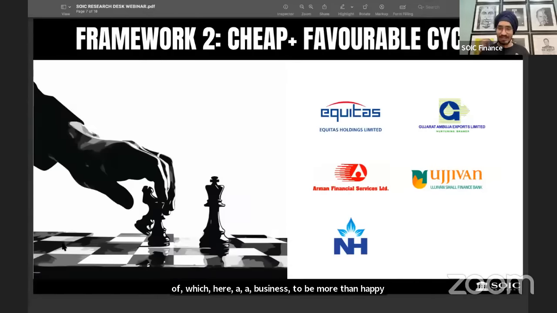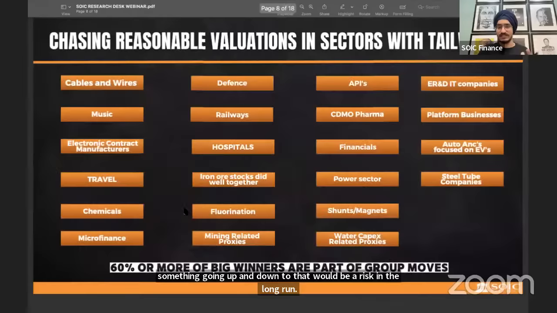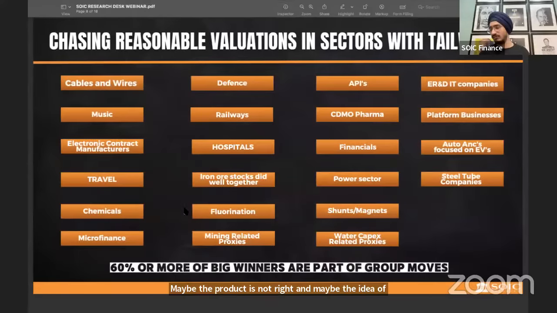But yes, if you are getting fluctuated by price or something going up and down, so that could be a risk in the long run. Maybe the product is not right, and maybe the idea of basically coming into a research product, हमारा मतलब जो like mindedness है वो same path पे नहीं है. Then we'll be growing across sectors, because a lot of winners are a part of large group moves. So we'll be trying to capture those group moves together.